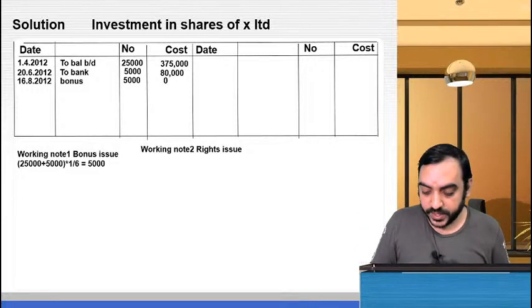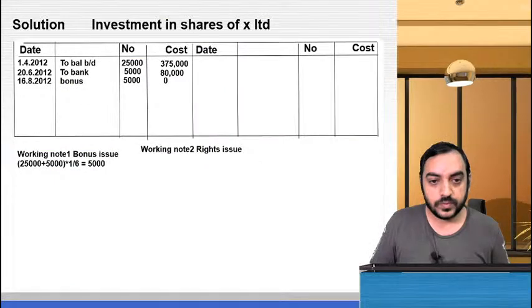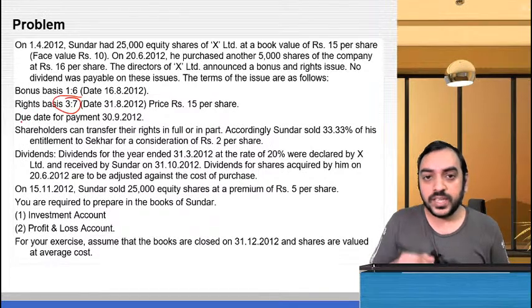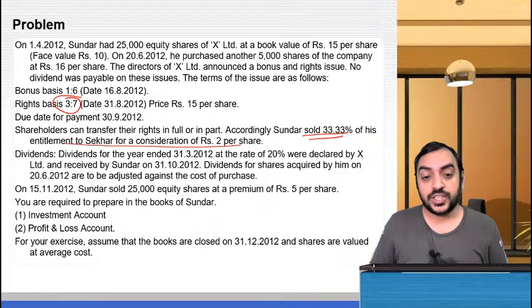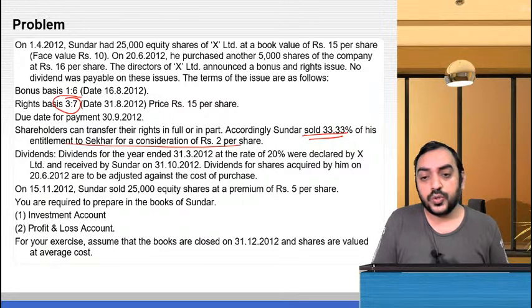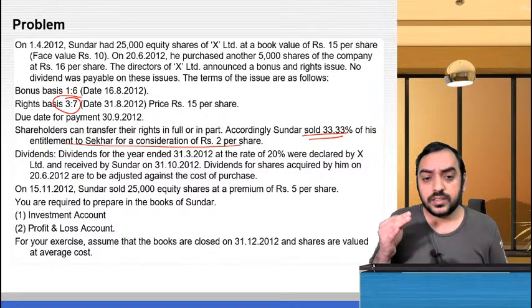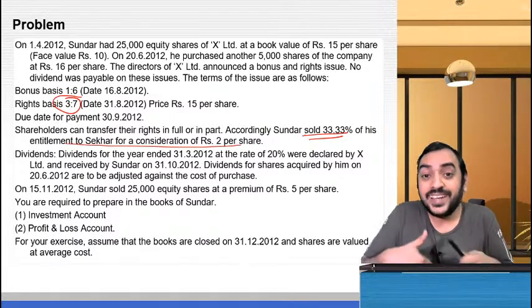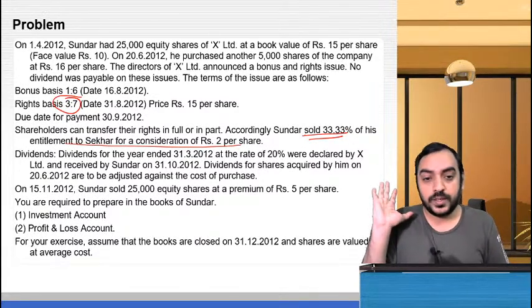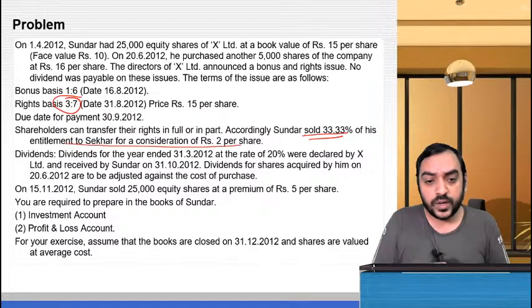Okay. Now, right issue. What is happening? Right issue 3:7. However many shares there are, into 3/7. And Sundar sold 33.33% of his entitlement to Sekar for a consideration of 2 per share. So 33.33% he sold, the right sold, not the shares sold. The right to receive is being sold. And then he acquired the balance shares.